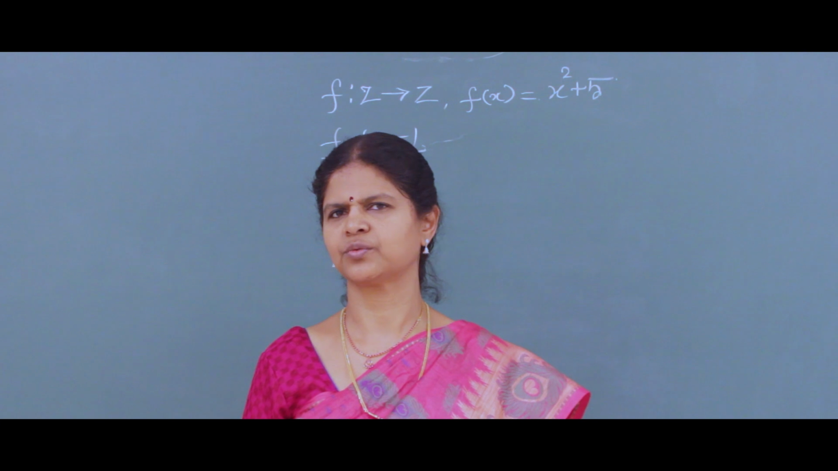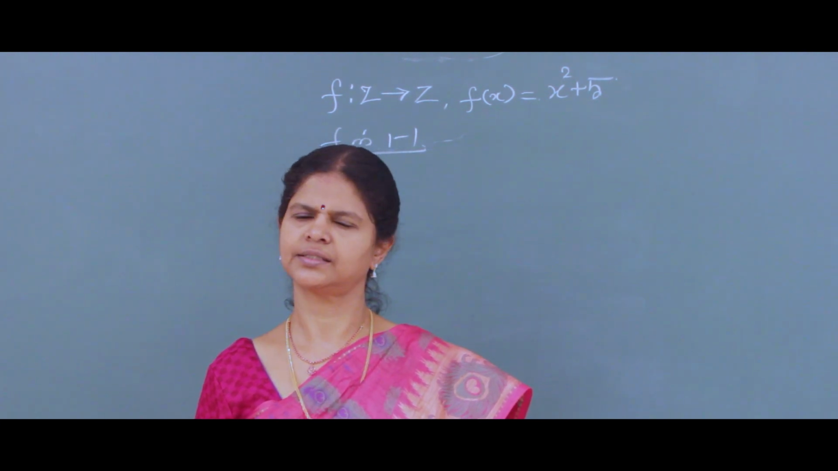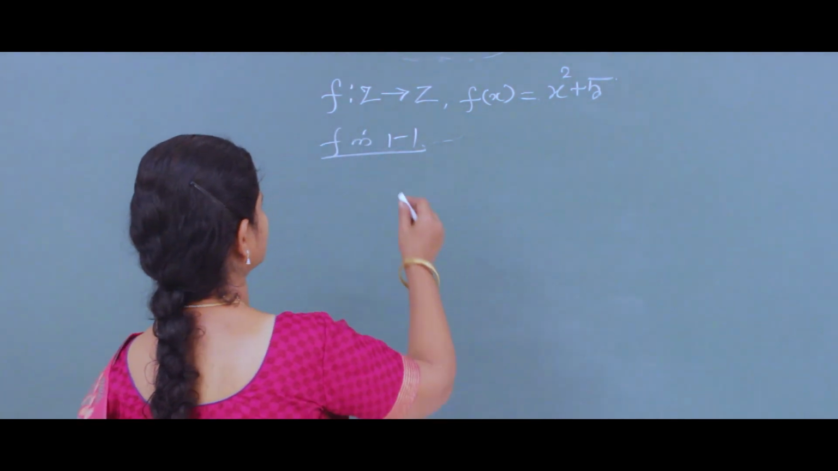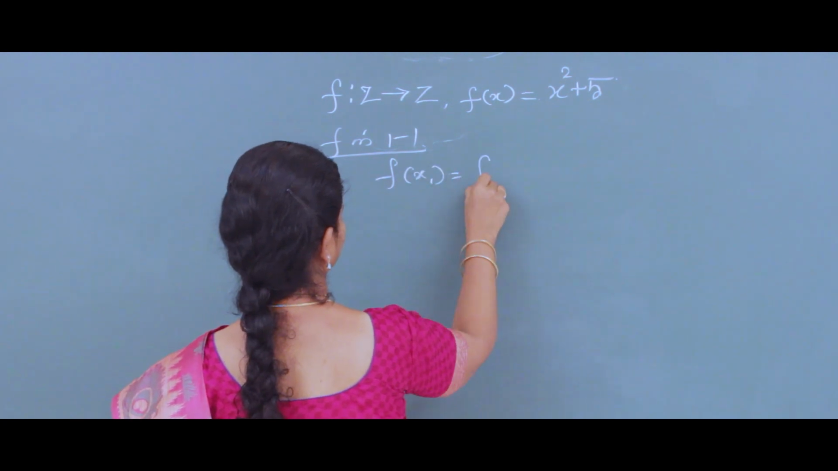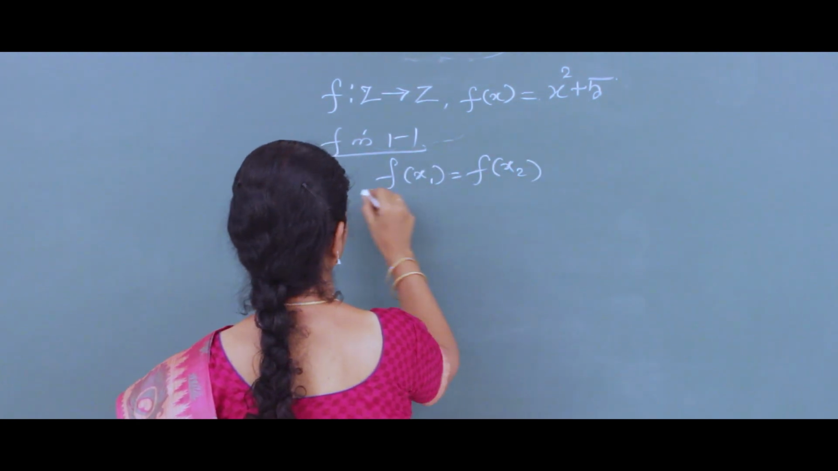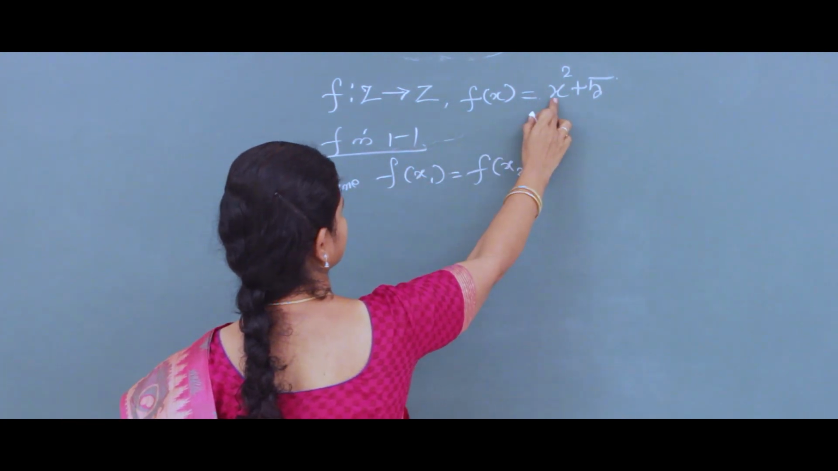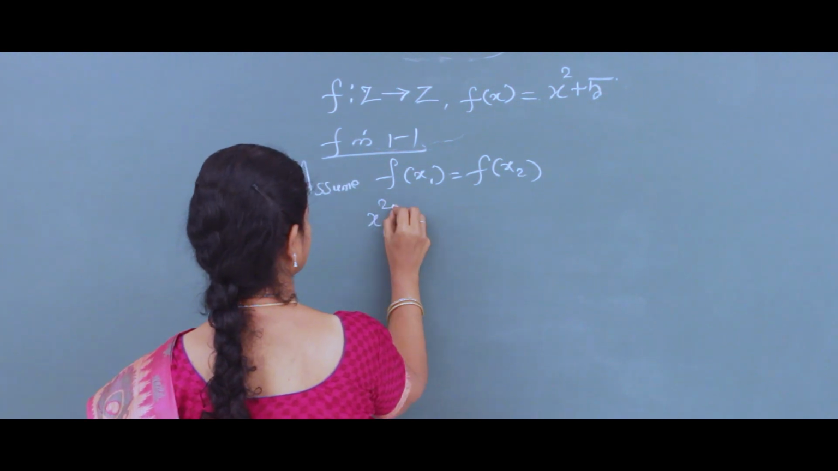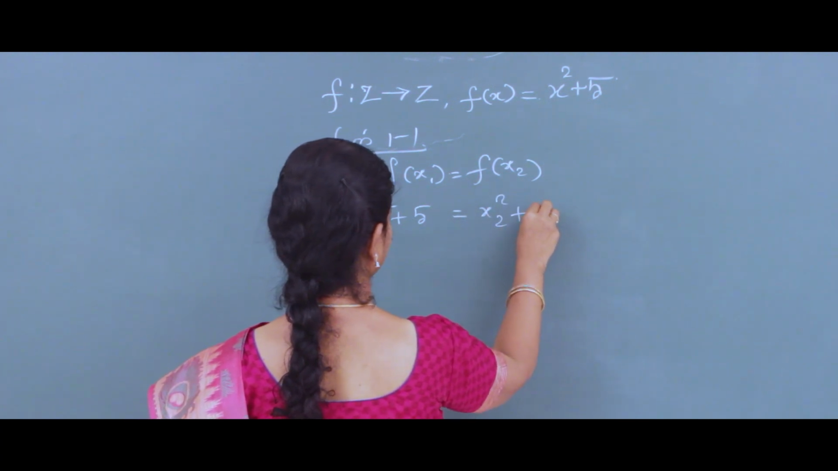You have to prove f is 1 to 1 and onto. How do we prove it? Same condition. Let us assume f of x1 equal to f of x2. Okay, so f is 1 to 1. So what do you get? This is x square plus 5. So replace x1: x1 square plus 5 equal to x2 square plus 5.